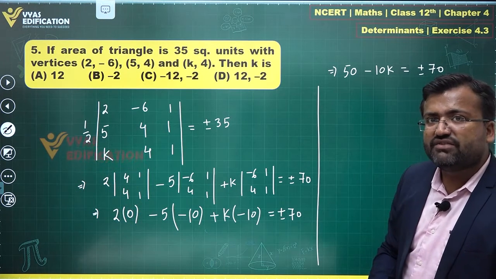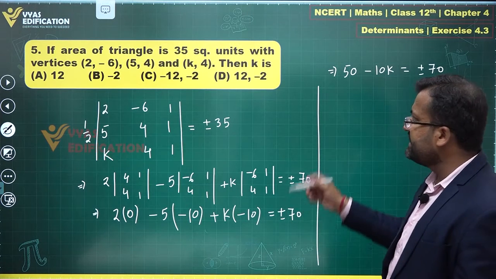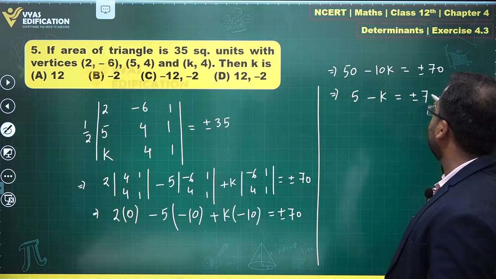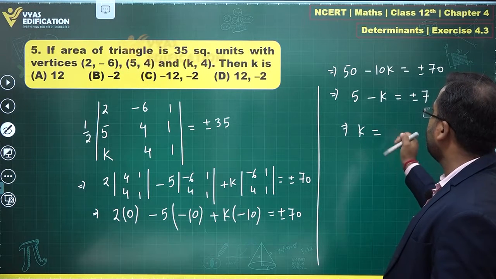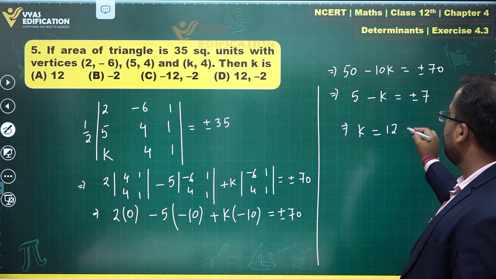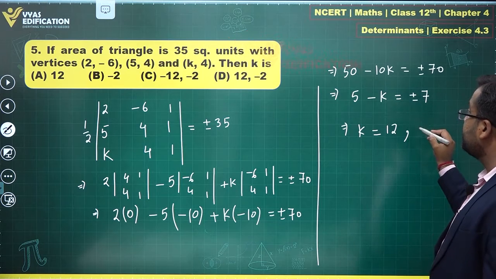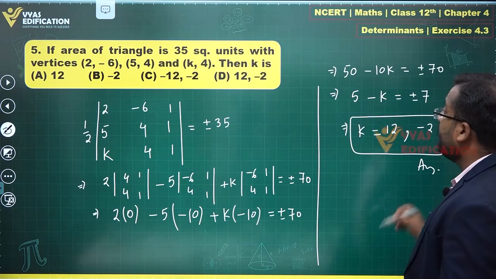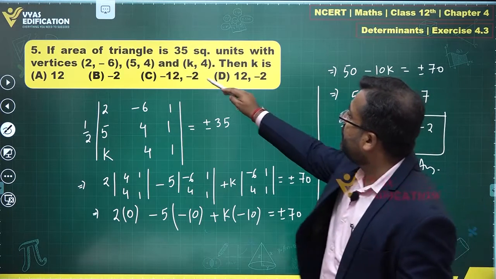Let's divide by 10 first of all. Do you see a factor of 10 everywhere? Yes. This becomes 5 minus k is equal to plus or minus 7. From here, k will be equal to 5 plus 7, 12, or k will be equal to 5 minus 7, which is minus 2. Those are the possible values of k: 12 or minus 2.